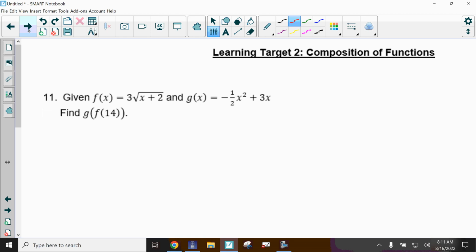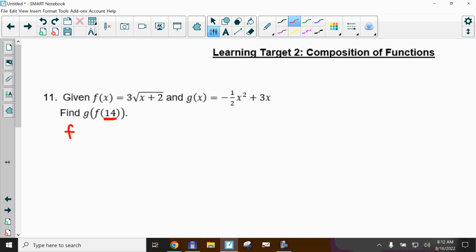Okay, learning target 2, composition of functions. So these are the ones where you just plug in the stuff, and it's usually like a 2-step. This one, you can see it has a number in it. So we're going to do this one starting by putting the 14 into the F problem. What I can do here is actually split this up if I want, but I'm going to just do this one at a time. So I'm going to do the F problem first.